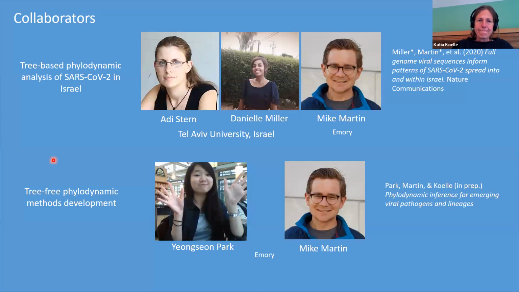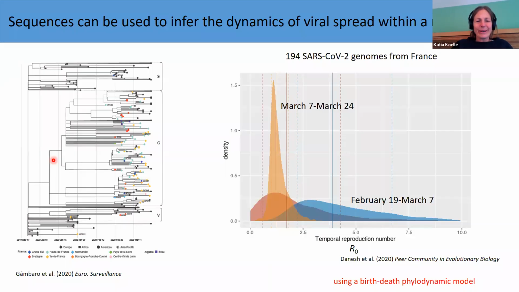So Samuel's talk this morning was, I thought, really interesting. Well, this morning for me, this afternoon for you guys. And so he's really introduced some of the seminal approaches that have already been used for phylodynamic inference for viral pathogens. So I'm going to just briefly review those here in a couple of slides. As many of you know, viral sequences, or sequences more generally, can be used to infer the dynamics of spread within a region.